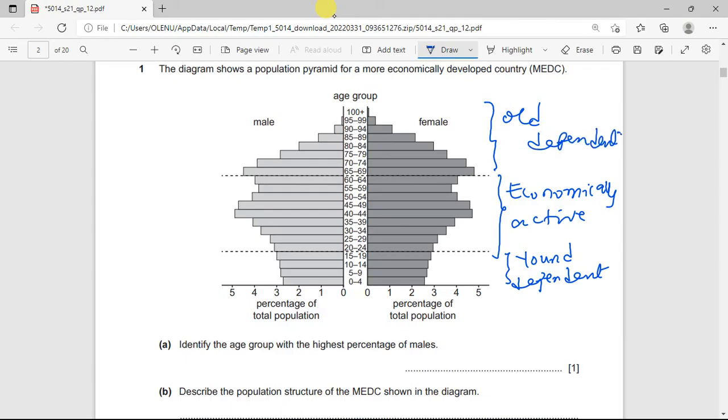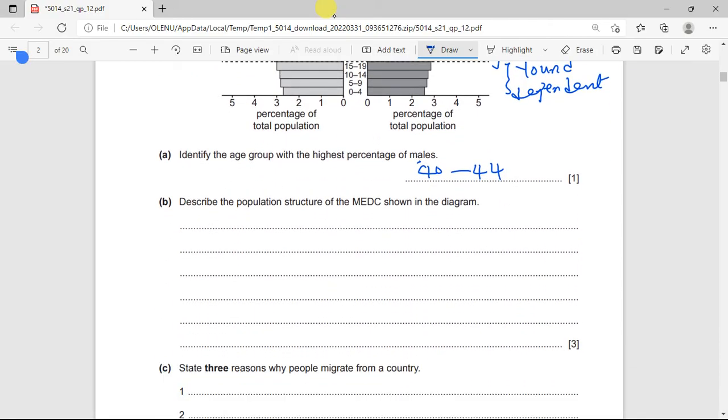Now it gives you the percentage of different sexes within that country, and in this case you have male, female, and in the middle you have the age group and the percentage of the population. Now they say identify the age group with the largest percentage of males. If you look at this, you find this should be the largest one, and the age group is between 40 to 44. That's all. Then the next question is, describe the population structure of the MEDC shown in the diagram.